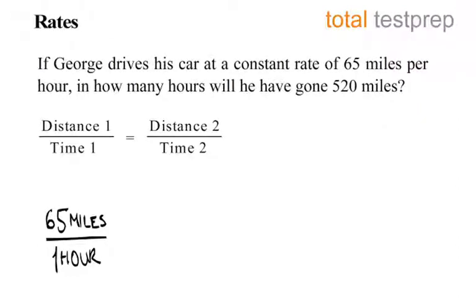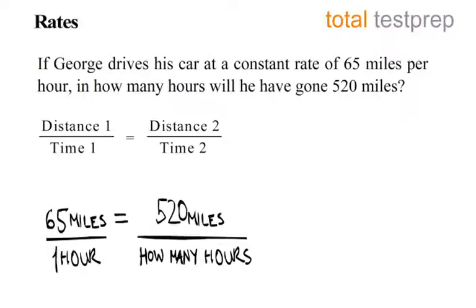Basically what you need to do is you need to say, well, if George can drive 65 miles in 1 hour, then he can drive 520 miles in how many hours? Or 65 miles in 1 hour is equal to 520 miles in how many hours? So this is a proportion, just like we did in the previous section, where you have to make sure that the units are the same, miles per hour, miles per hour. So if there's miles in the numerator here, there should be miles in the numerator here. And if there's hours in the denominator here, there should be hours in the denominator here.